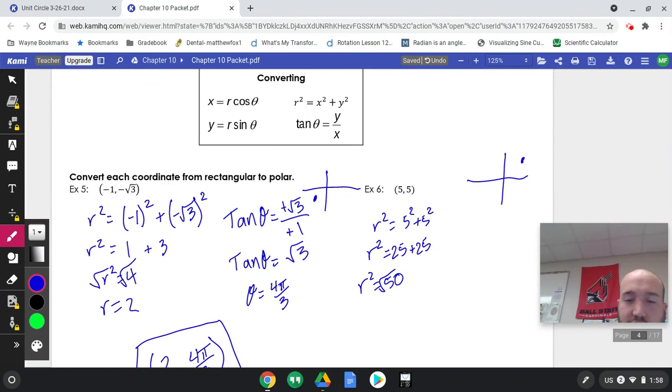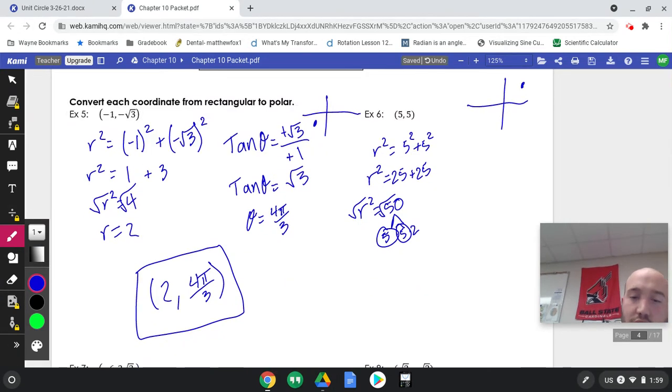Now the square root of 50 actually can be reduced. We know that's 5 times 2, pair of 5s. Okay, so r is going to equal 5 square root of 2. To find what our tangent is, we'll do tangent of theta equals y divided by x, so 5 divided by 5. So that means the tangent of theta equals 1.